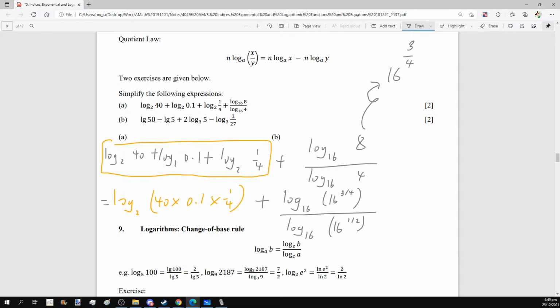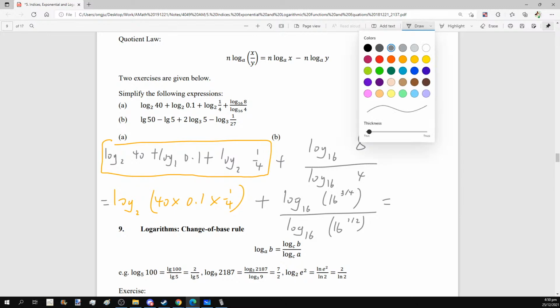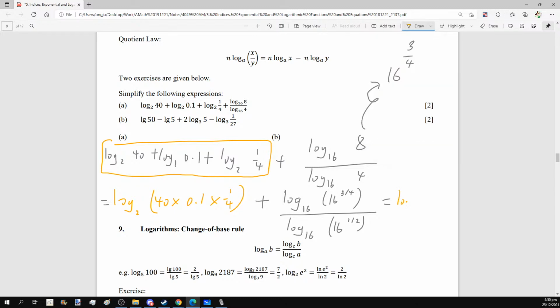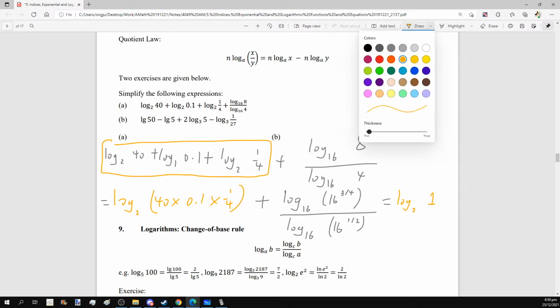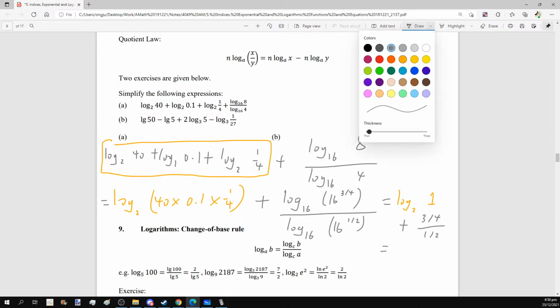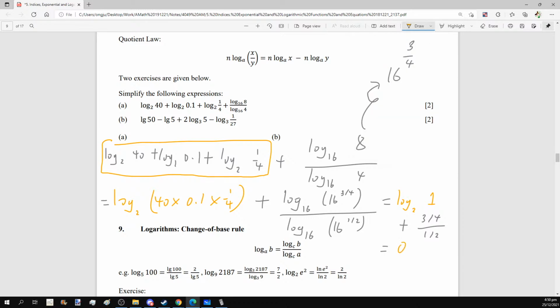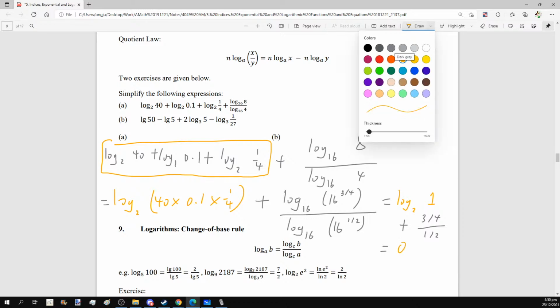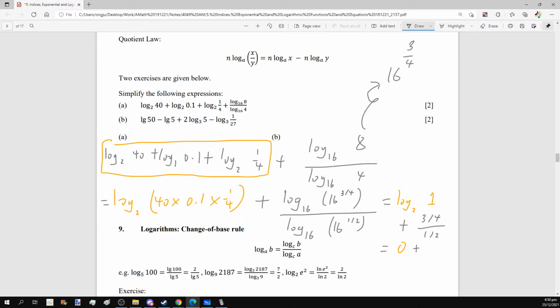Once you have this, then the orange portion will simply give us log 2, 1. And the grey portion will simply give us 3 over 4 divided by 1 over 2. However, the logarithm of 1, log 2, 1 in this case, will always be 0, if you remember from earlier. And of course, 3 over 4 over 1 over 2 will simply give us 3 over 2, and therefore our answer is 3 over 2, alternatively 1.5. Right, so pretty straightforward. I don't have a lot to say.